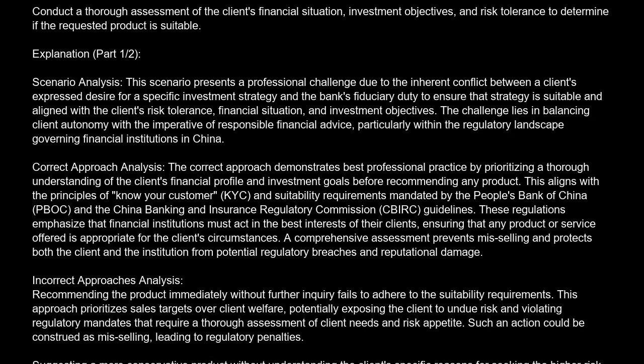The correct answer is C. Conduct a thorough assessment of the client's financial situation, investment objectives, and risk tolerance to determine if the requested product is suitable. Explanation. Scenario analysis.